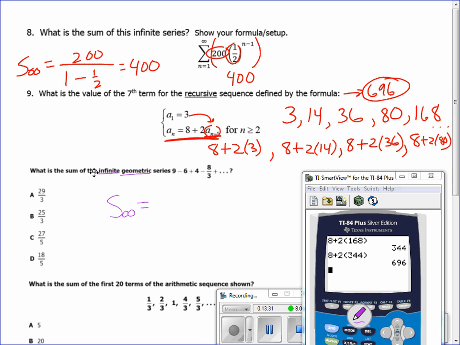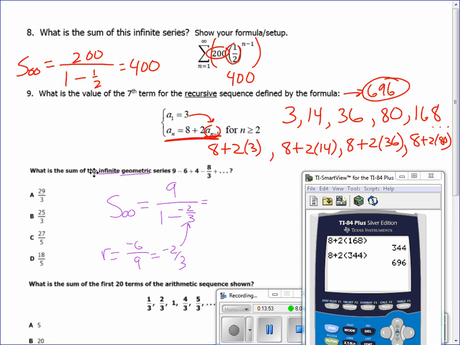I need the first term, so that's 9 over 1 minus, well, I need my r value. So my r value, take any two numbers and divide them, but take one and divide it by the one before it. So I'm going to take the -6 and divide it by the number before it, 9. So that's -2/3. The calculator doesn't care if you reduce it or not, but I did, so I'm going to put it right there, -2/3.